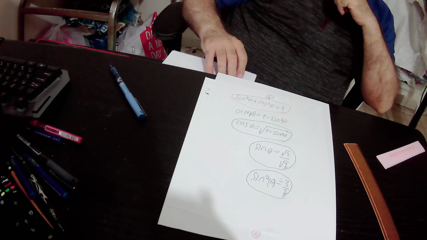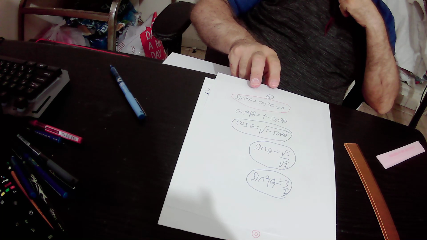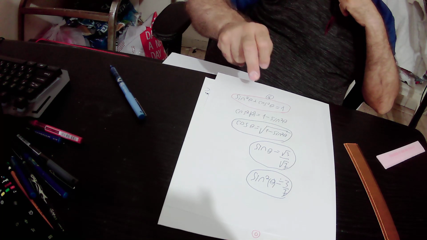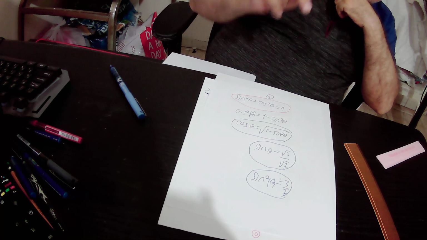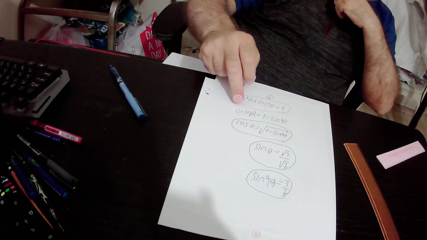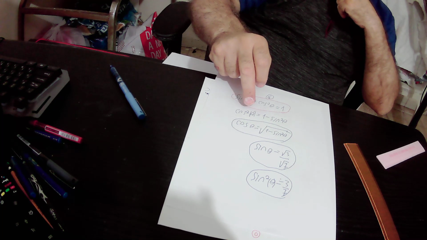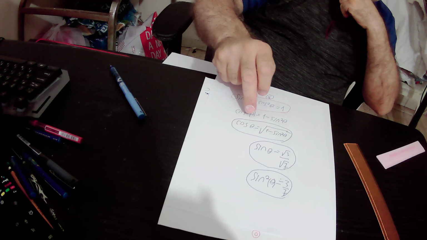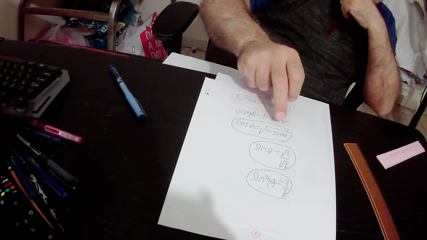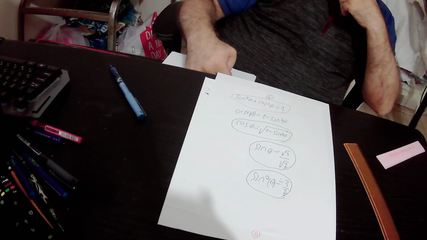Okay, if we subtract sin θ squared from this trigonometric identity, we will get that cos θ squared equals 1 minus sin θ squared. We took the root of this equality, and we got that the value of cos θ is the root of 1 minus sin θ squared. Okay?